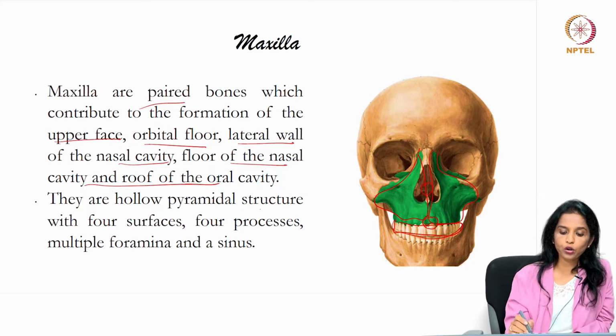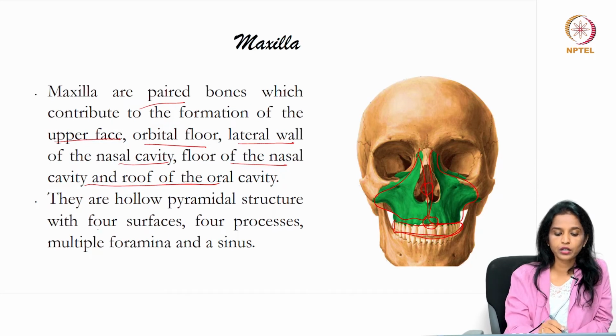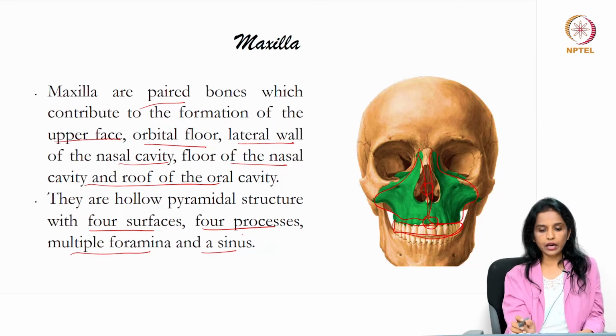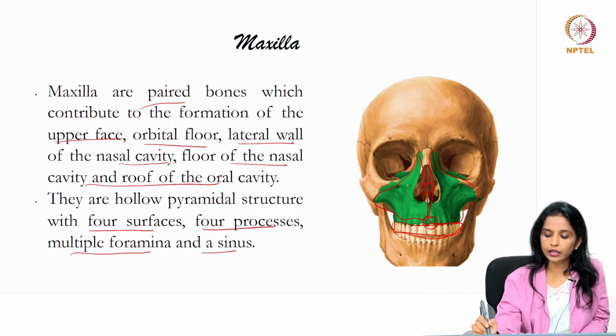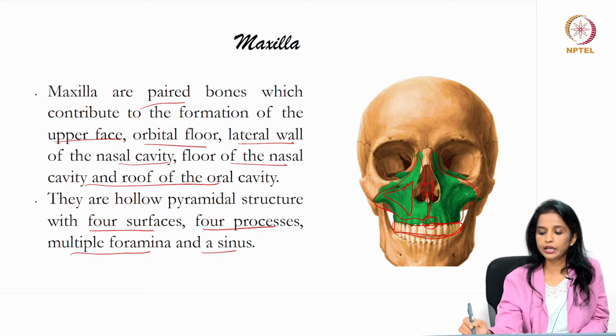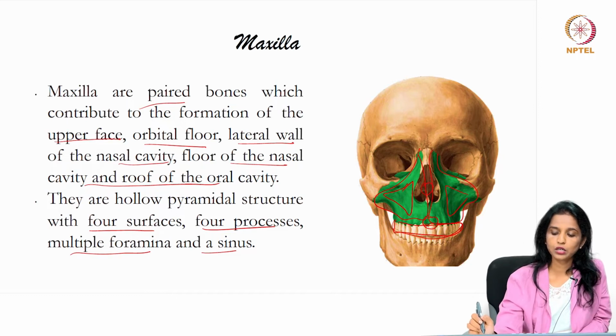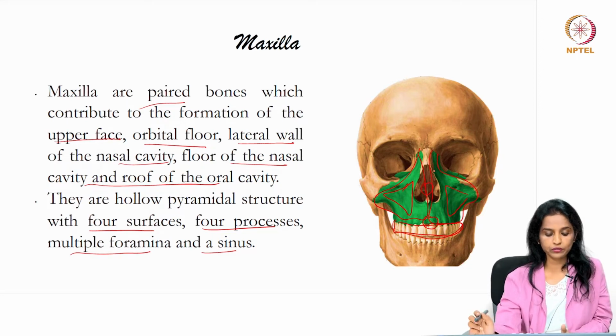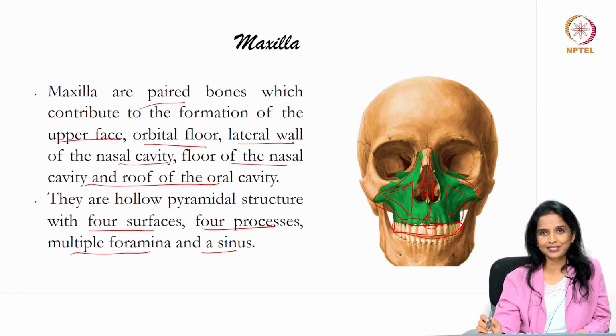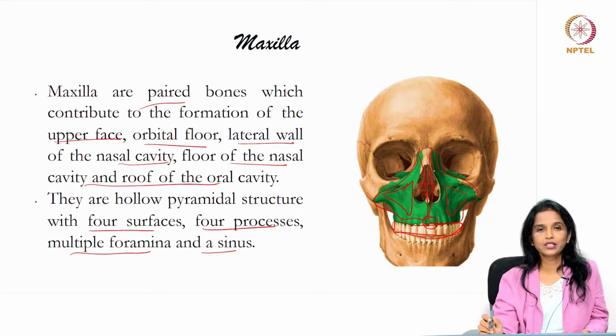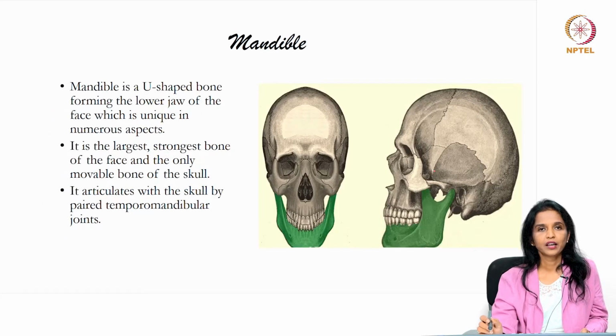And then we have hollow pyramidal structures with 4 surfaces, 4 processes, multiple foramina, and a sinus. So these are very important, and the entire thing houses a very large sinus, that is your maxillary sinus. It is made of 4 surfaces, 4 process-like extensions, multiple foramina at the back, which we will be seeing now, and a sinus, that is your maxillary sinus, which is very, very important, and it is the largest in the craniofacial system.